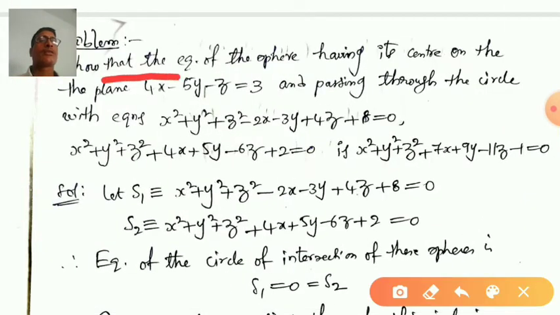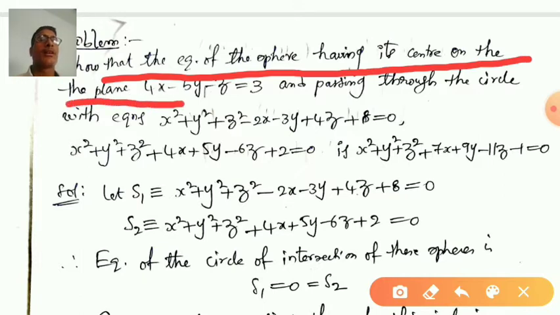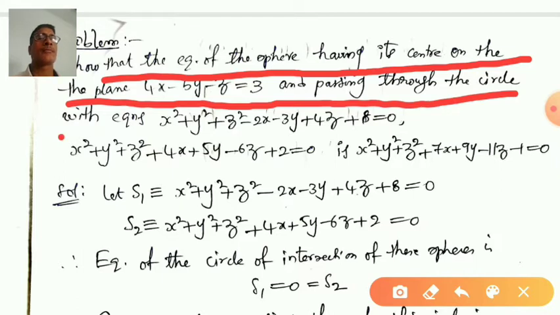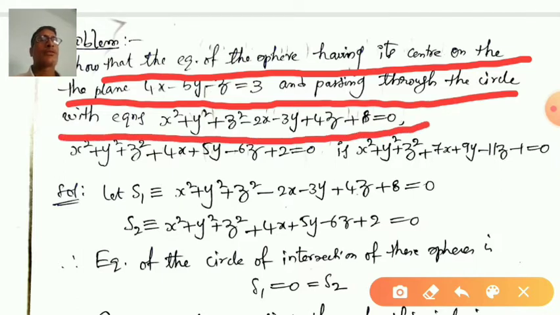Show that the equation of the sphere having its center on the plane 4x minus 5y minus z is equal to 3 and passing through the circle with equations x square plus y square plus z square minus 2x minus 3y plus 4z plus 8 is equal to 0. Show that the equation of the sphere having its center on the plane 4x minus 5y minus z is equal to 3 and passing through the circle represented by these two equations.